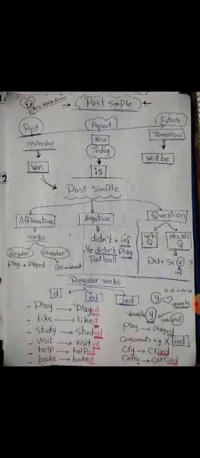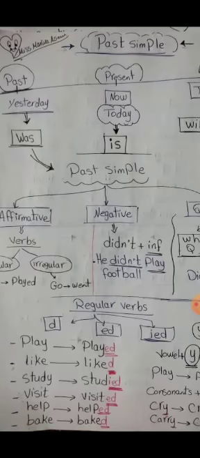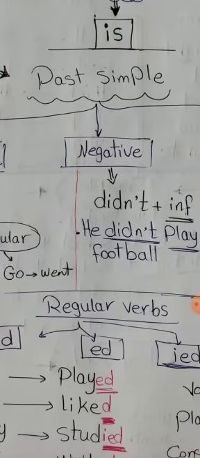So again, in regular verbs you have to add D, ED or IED. How many kinds of verbs do we have in past simple? Two kinds of verbs: regular verbs and irregular verbs. Regular verbs, you have to add D, ED or IED. Okay, you understand that? Let's see the next picture.